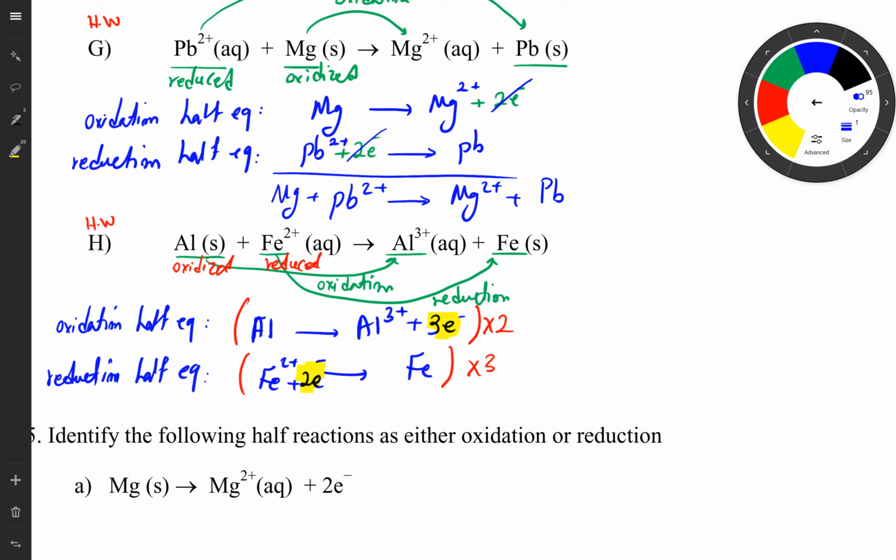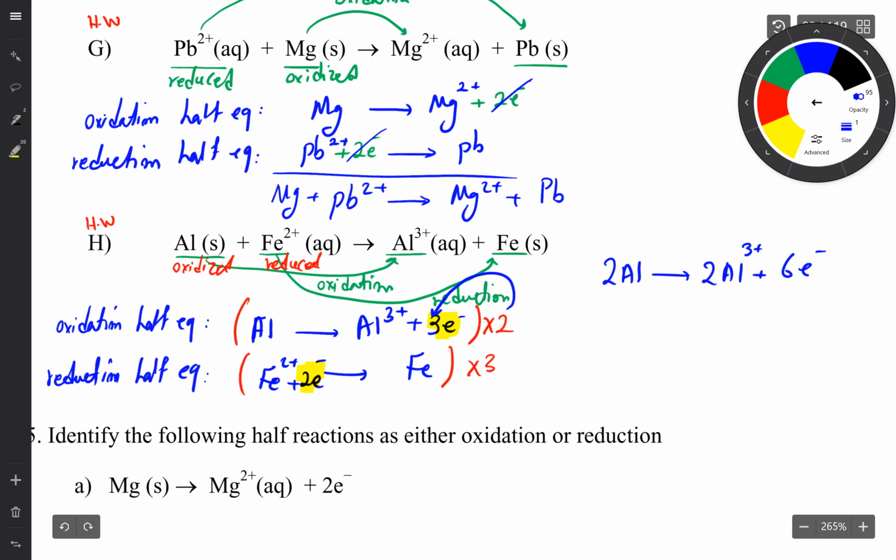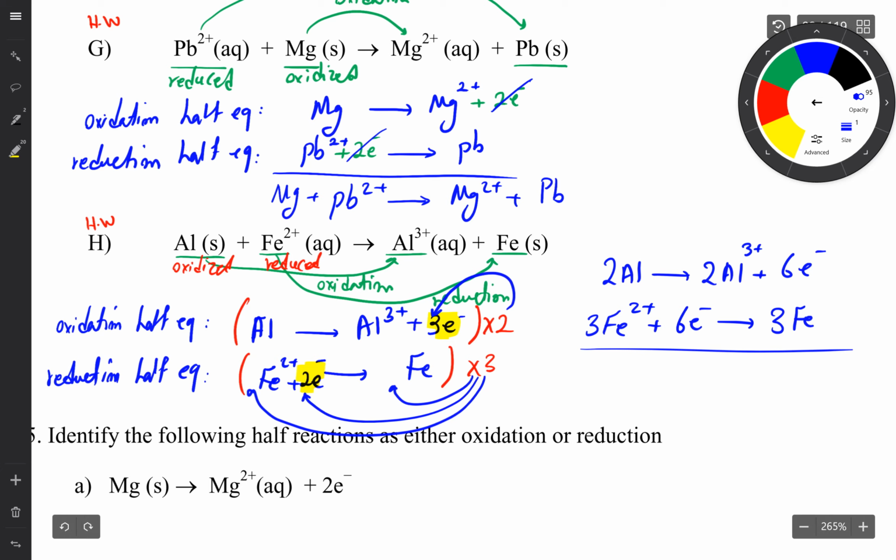So for the oxidation half equation, we will have 2 aluminum. It gives us 2 aluminum ions plus 6 electrons, because we multiply everything by 3 here. And for the reduction half equation, we will have 3 Fe2+ plus 6 electrons. It gives us 3 iron atoms. Again, we multiply by 3 the coefficients of Fe2+, the electron, and the Fe. Now the number of electrons becomes equal at both sides, so we can easily add them.